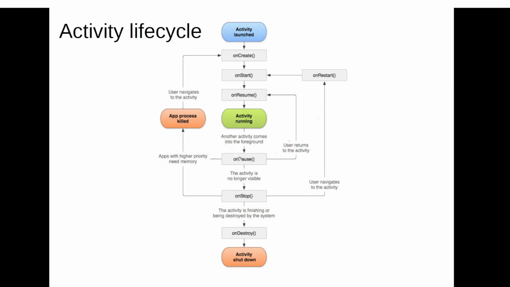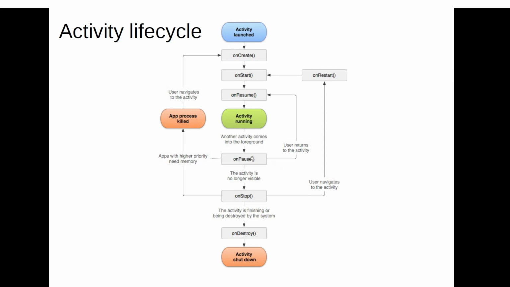Essentially, if another component, another activity, takes focus from our activity, it will be paused, and the onPause function will be invoked. If our activity is not visible, that is, not only has it lost focus, but it has been completely obscured by the presence of a second activity, then our activity's onStop function will be invoked.